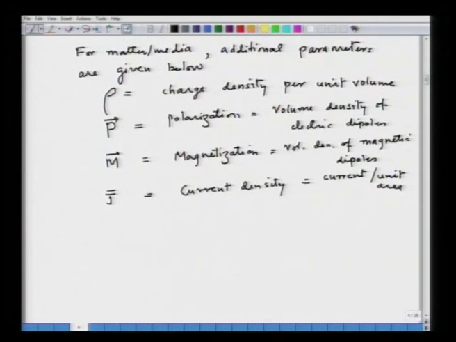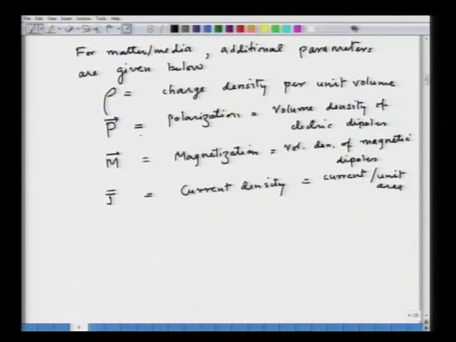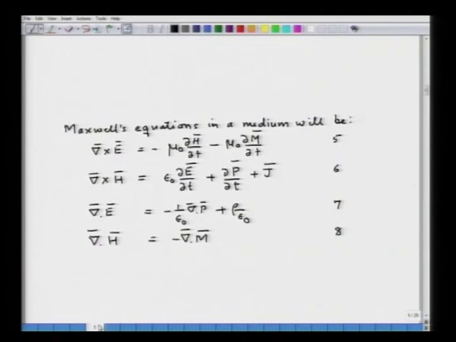If we include these effects into the Maxwell equation, we are basically saying that polarization and magnetization are going to change the effective field inside the media, and this is going to change the Maxwell equations into the following form. Basically, instead of H, we also have the magnetization included in here. Instead of simple electric field, we have polarization plus the current density included here. And in case of the third Maxwell equation, we also have the charge density included here.